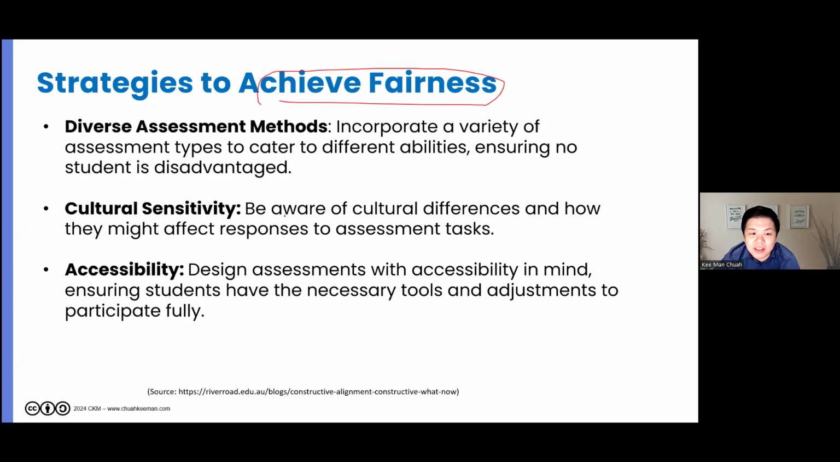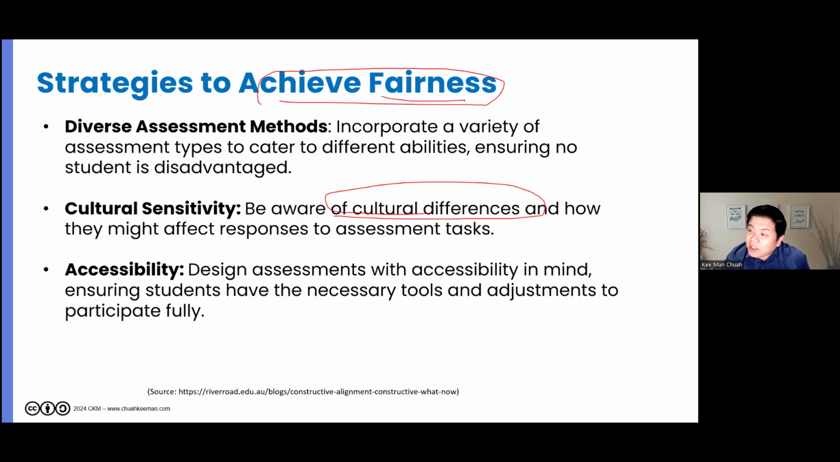Cultural sensitivity, your task should really look into this, not be biased to only a certain culture or a certain group of background. So that would not be nice for your assessment, or it could be unfair because you're giving advantage to that group. You know what I mean? So you need to think of something where everyone has a level playing field, like everyone is equal in starting. Not like when you design the task, those who have better ability will go up, right?